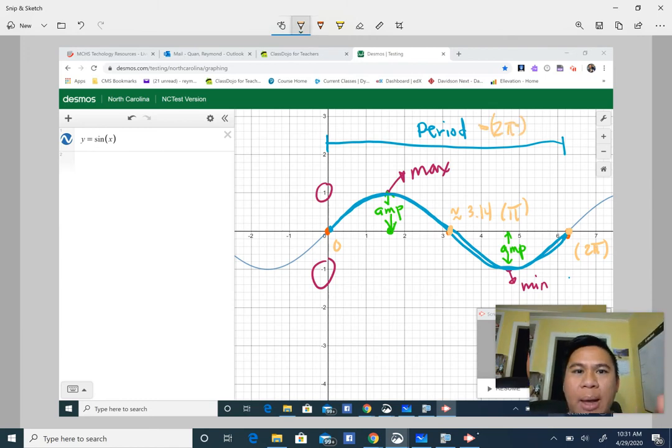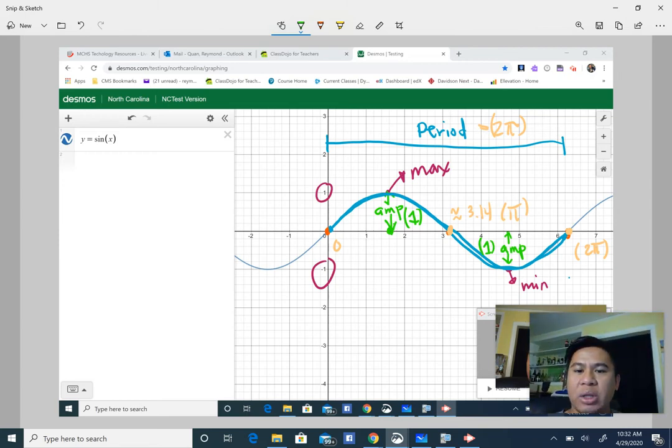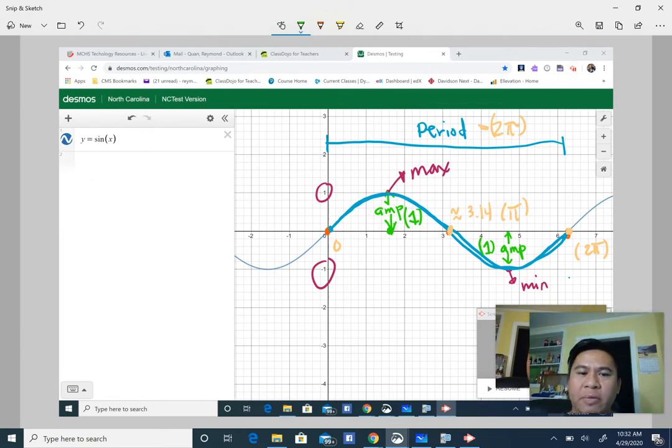But what about the amplitude? To see the amplitude from this point to that point, that vertical distance is typically 1, and in here the amplitude is also 1. So the amplitude will always be an absolute value. It cannot be a negative value. Those are our typical parts of our sinusoidal function: again, the maximum, the minimum, the amplitude, and the period.